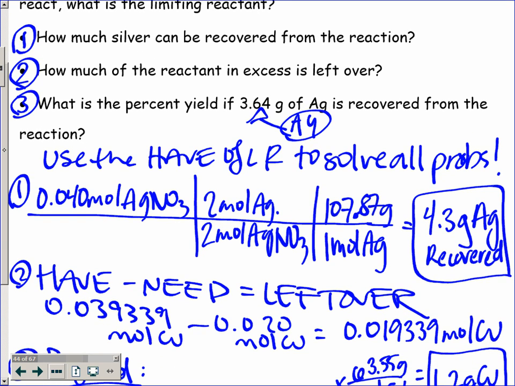Okay? So as we can see, when the question asks how much silver can be recovered, it's really just asking how many grams of silver are produced from that reaction. Using the half of the LR, we convert to the grams of silver. This is in la la land though. This is like if I had a perfect reaction, the limiting reactant worked out exactly the way it should, there was no humidity and stuff in the air, it's literally how much silver I would make, 4.3 grams. So what kind of yield is that? Theoretical yield, right?